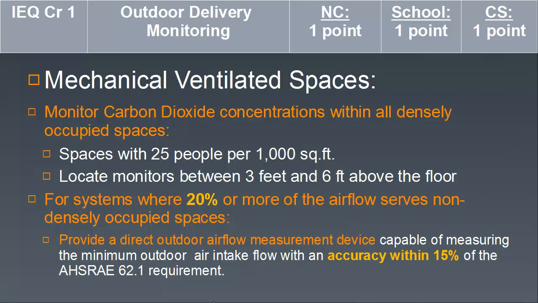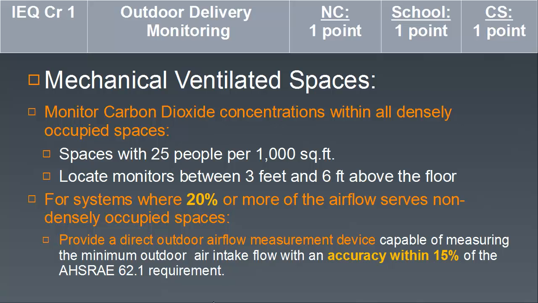And for systems where 20% or more of the airflow serves non-densely occupied spaces, you should provide a direct outdoor airflow measurement device capable of measuring the minimum outdoor air intake flow with an accuracy within 15% of the ASHRAE 62.1 requirement. So those percentages in yellow are important to memorize.